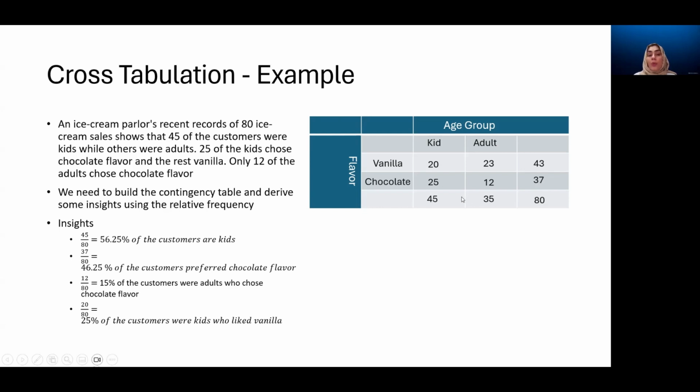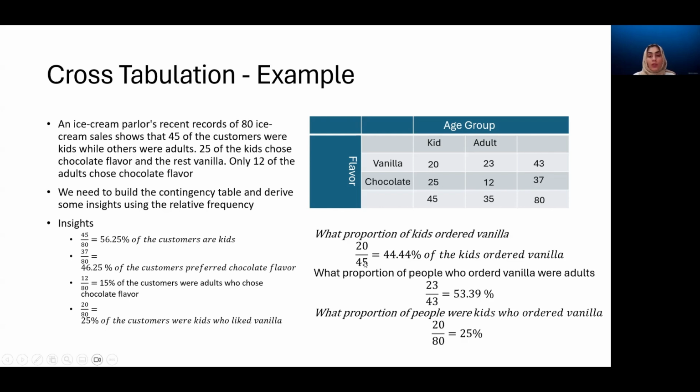20 out of 80 is the proportion of those customers who were kids and preferred vanilla flavor, and it is 25%. There are some other insights that we can get from here. If you're asked what proportion of kids ordered vanilla flavor, now specifically we are looking at those records which belong to kids only. So we are going to look at this column, because this is what tells different proportions of the customers who were kids. So we need to find out the proportion of kids who ordered vanilla. For this, we have the total count of kids being 45 and 20 of them ordered vanilla. So it is going to be 20 out of 45, which is 44.44%.